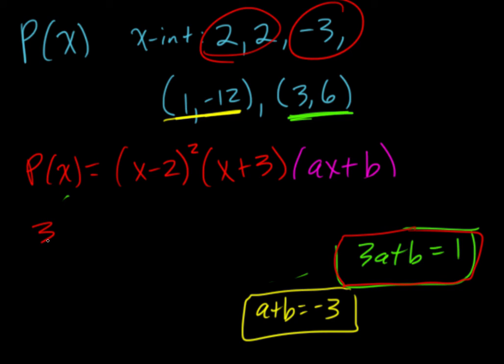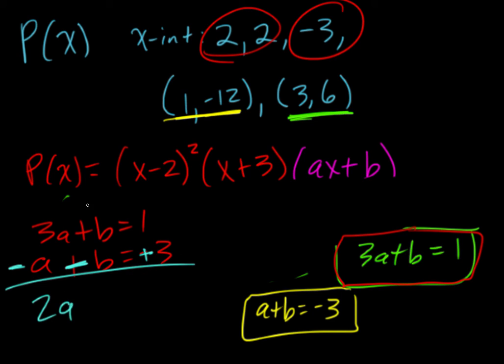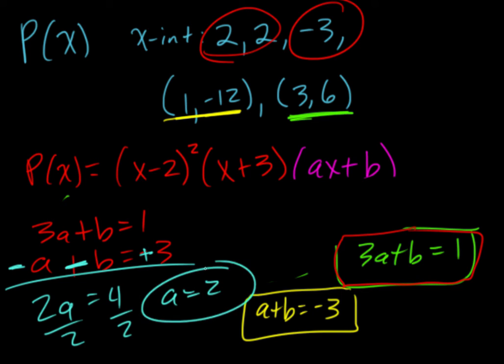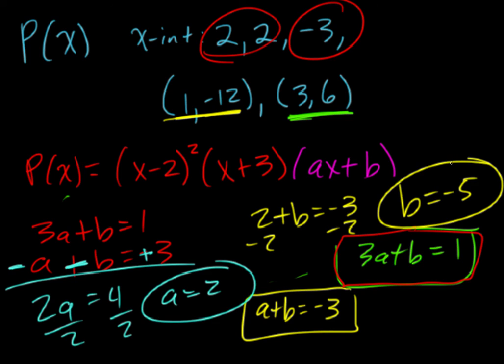So probably the best thing to do is use elimination. So what I'm going to do is multiply everything by a negative, which changes all those signs. Add them together, b's cancel, and we can see that a is equal to 2. And then if we just take that, plug it into either of the originals, so I'm going to plug it into the yellow one. So I get 2 plus b equals negative 3. Subtract 2 from both sides, and b equals negative 5.